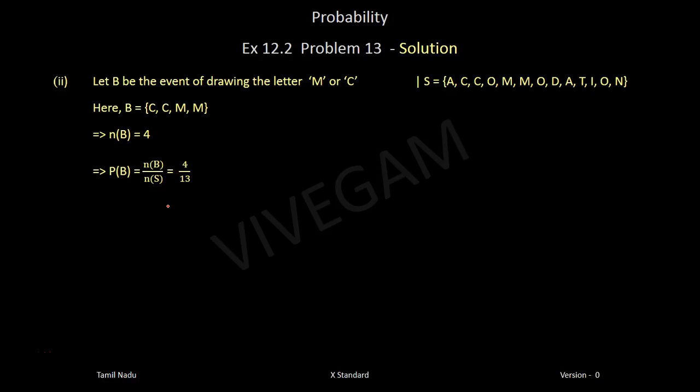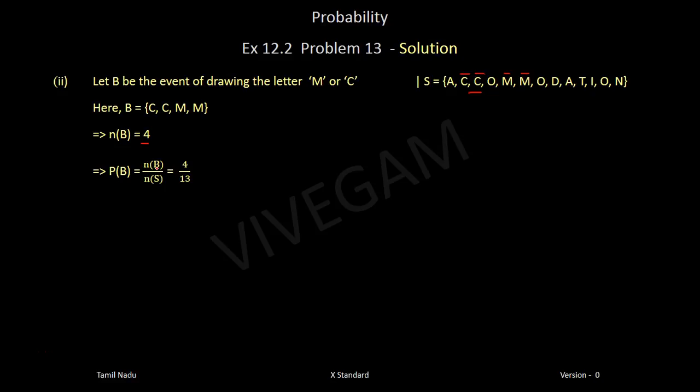Okay. The same thing for part B. Let B be the event of drawing the letter M or C. For reference, I have written the same sample space here. And so which will be favorable to us? Okay. This will be favorable, this will be favorable, or these two C's will be favorable to us. Anything else? I think that's it. So 4 outcomes are favorable to us: C, C, M, M. So how many outcomes favorable to us? 4. Count it.